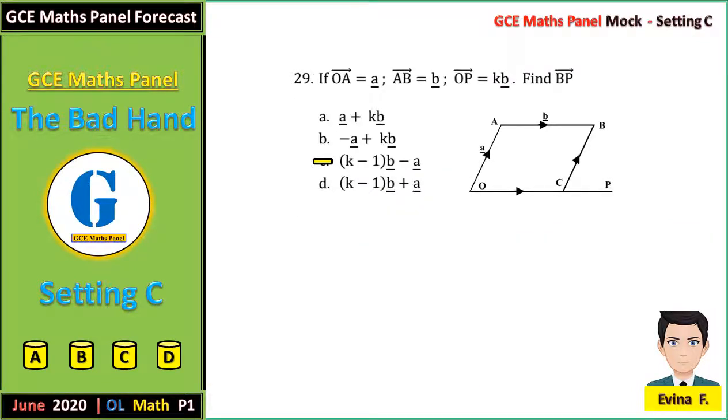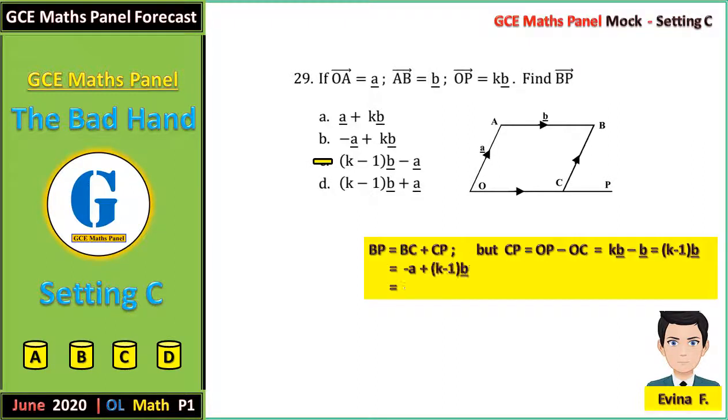29. If vector OA equals small a, OB equals small b, and OP equals k times small b, find BP. BP here will be to move from B to P, you have to move from B to C and from C to P. But note, to move from B to C is the same like minus small a. The problem now here is to move from C to P. We know the total distance from O to P is kb, but from O to C is b. So from C to P should be kb minus b.